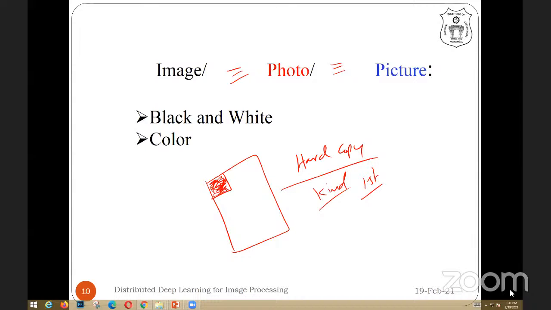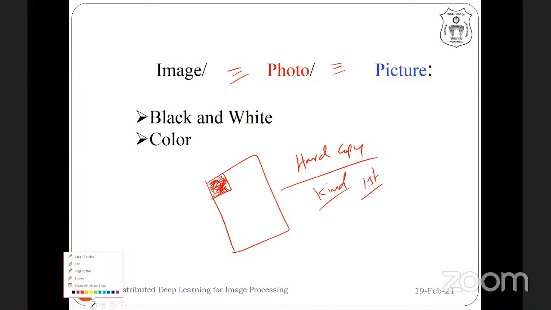Yeah, how will you make this red color into green color? This is the hard printed copy. Green sketch will apply on it, sir. Yes, that's it. Then you will be asking the computer to do it. That's it.